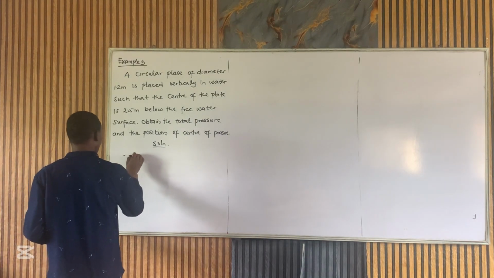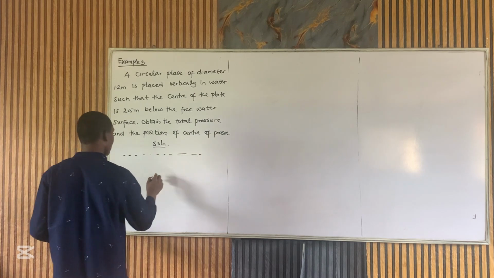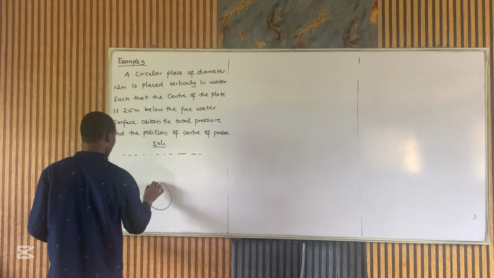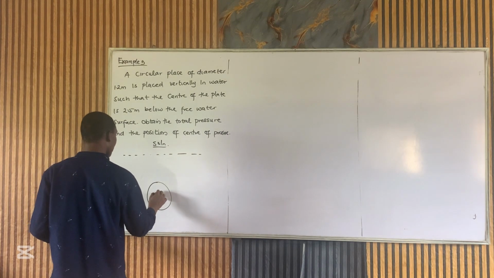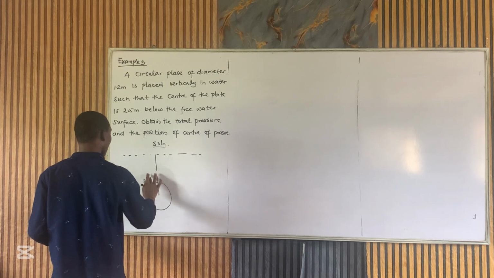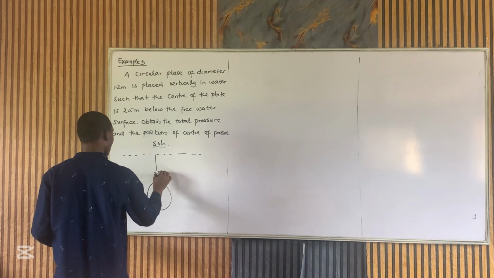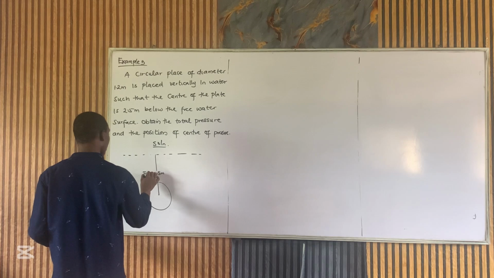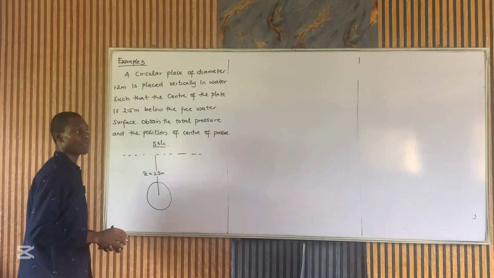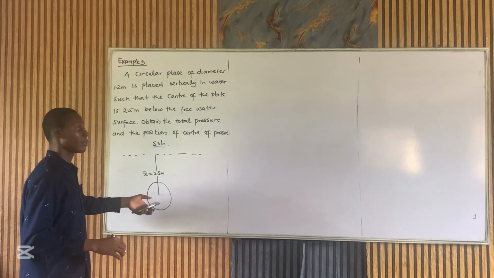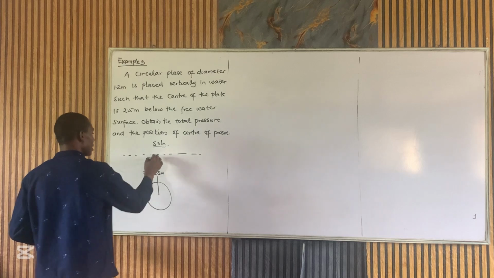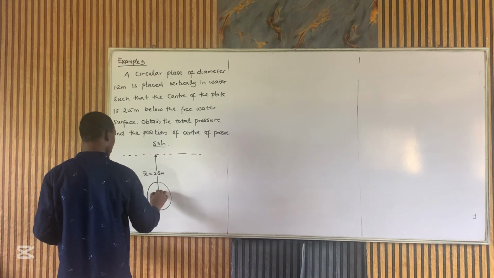So let's sketch this now. Let's assume that this is a free water surface and this is the circular plate. The center of the circular plate to the free water surface is about 2.5 meter. That's actually the x bar, which is the distance from the center of gravity, because the center of gravity is at the middle, to the free water surface.